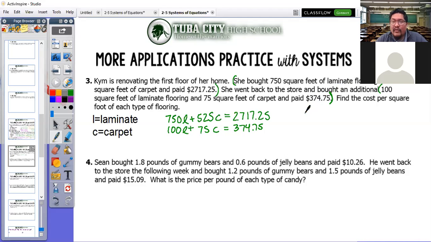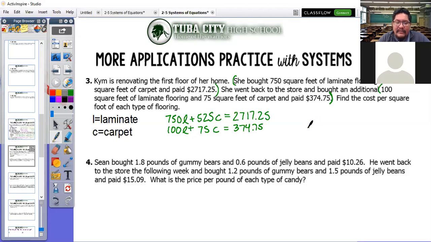These ones are pretty straightforward because you can easily just build it. I was able to just read it as I was going here. So like 100 square feet of laminate and 75 square feet of carpet and paid $374.75. So these are pretty straightforward. Some of these are not going to be very straightforward, so you're going to have to do a little bit of thinking and try to get more meaning out of these.